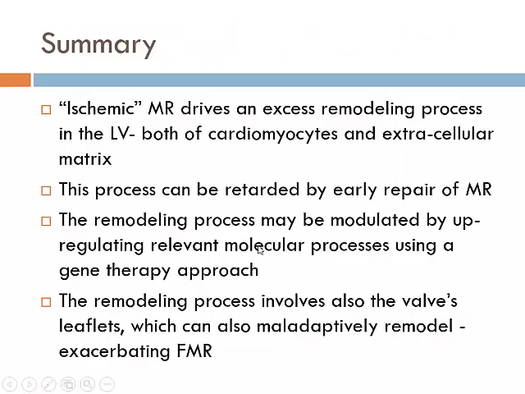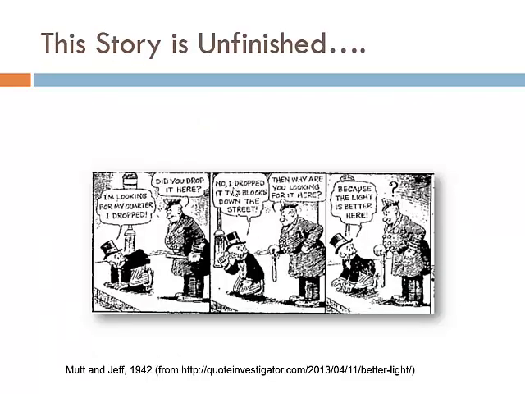So in summary, ischemic MR drives an excess remodeling process in the left ventricle, both of the cardiomyocytes and in the extracellular matrix. This process can be retarded by early repair of mitral regurgitation. This remodeling process may be modulated by upregulating relevant molecular processes using a gene therapy approach. And the remodeling process involves also the valve's leaflets, which can also be maladaptively remodeled, exacerbating functional mitral regurgitation.